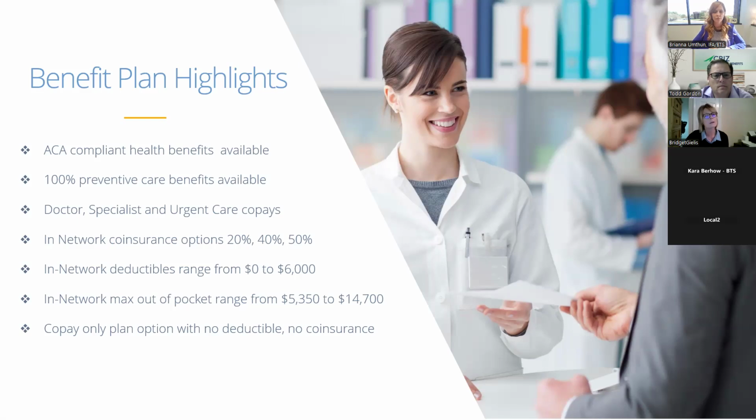100% of preventative care benefits are also available. We do have one plan that's considered a grandfather plan that actually has preventative services covered at a copay. These programs do have doctor, specialist, and urgent care copays. In-network coinsurance options range from 20, 40, 50%, even 100% coverage. In-network deductibles range from 0 deductible to $6,000. In-network maximum out of pockets range from $5,350 to $14,700.